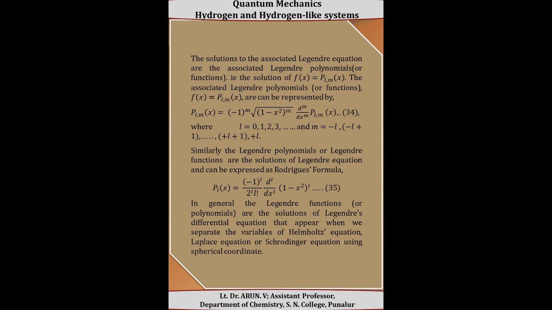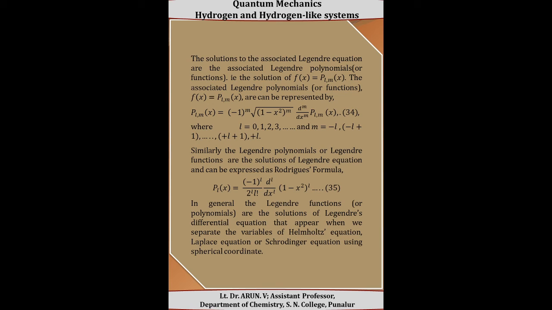The solutions to the associated Legendre equations are the associated Legendre polynomials or associated Legendre functions. That is, the solution f of x is equal to P_l^m of x. The associated Legendre polynomials or functions P_l^m of x are represented by P_l^m(x) is equal to (minus 1) raised to m into root of (1 minus x squared) raised to m, d^m by dx^m P_l(x), where l can take values 0, 1, 2, 3, etc. and m can take values minus l to plus l through 0.